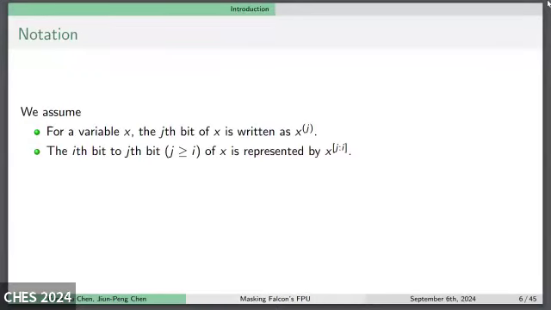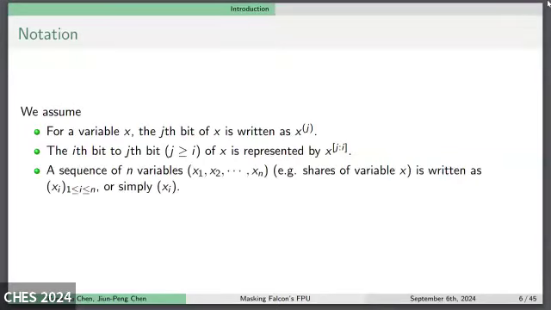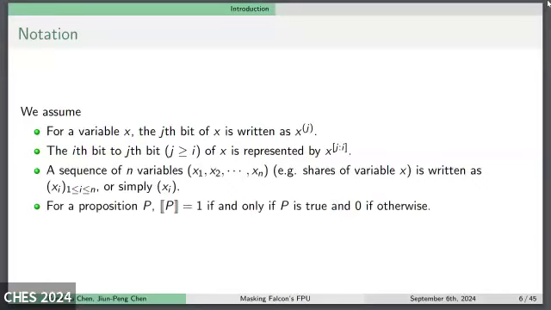To give some notation for today's talk, for a variable x, its jth bit is written in the superscript, and the ith bit to the jth bit of a variable x is represented as j:(i) in the superscript. A sequence of n variables is written as x_i with 1 less than or equal to i less than or equal to n in the subscript, or simply x_i. For a proposition P, we use a double bracket predicate to represent its evaluation. It's 1 if and only if the proposition P is true, and 0 otherwise.